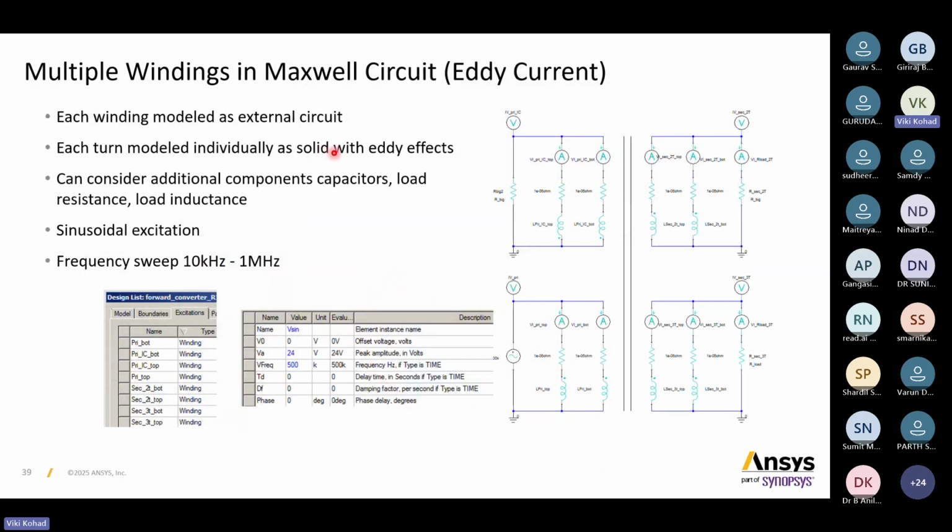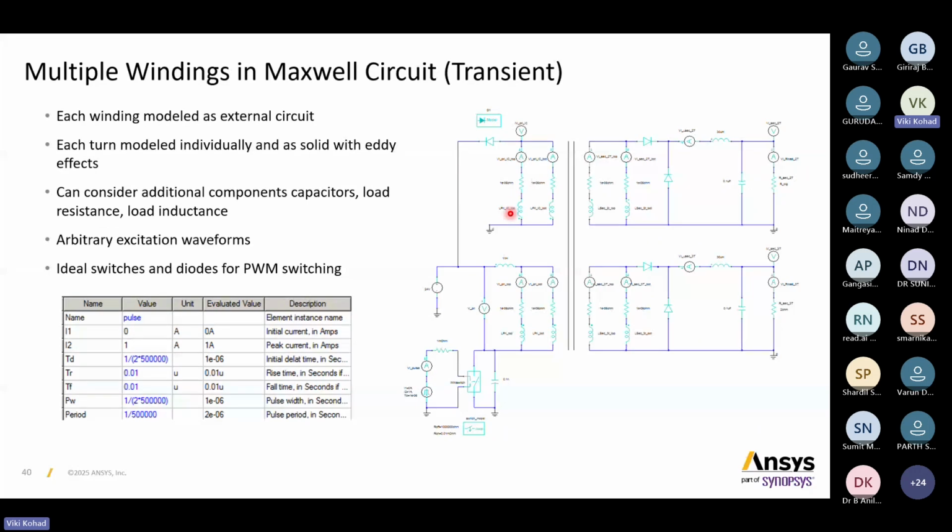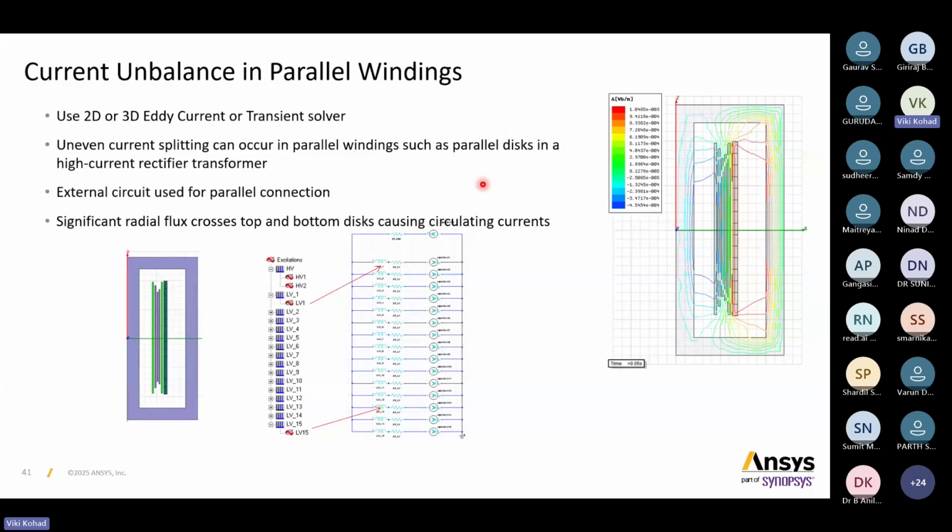And then the Maxwell circuit option is there. If you want to give your excitations using the circuit parameter, this option is also there. The Maxwell circuit is for the eddy current analysis, and the other is for the transient analysis. The same circuit is there in the Maxwell circuit. In that Maxwell circuit we have to create the circuits to give the external excitation parameters to the Maxwell design.